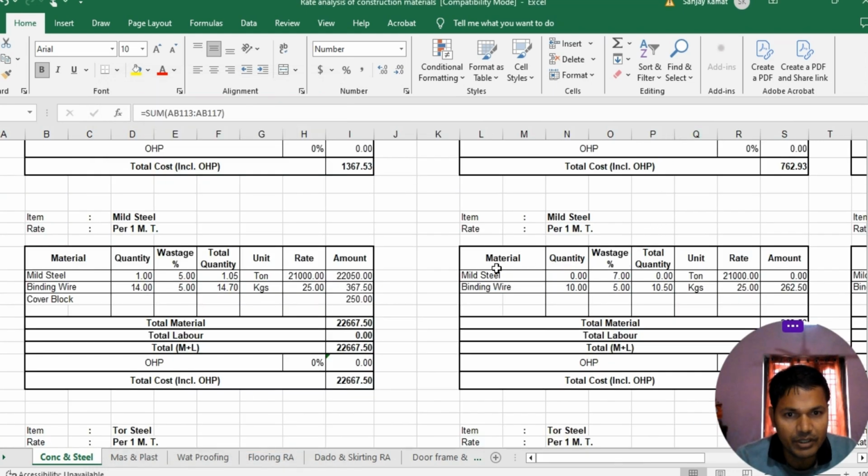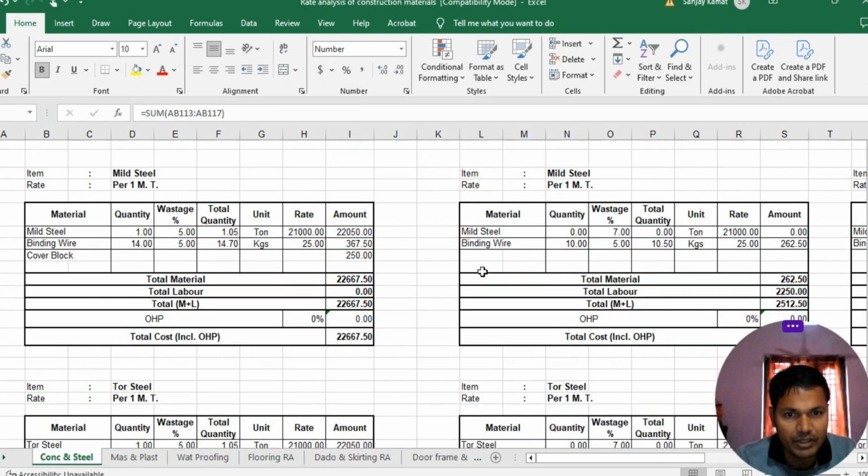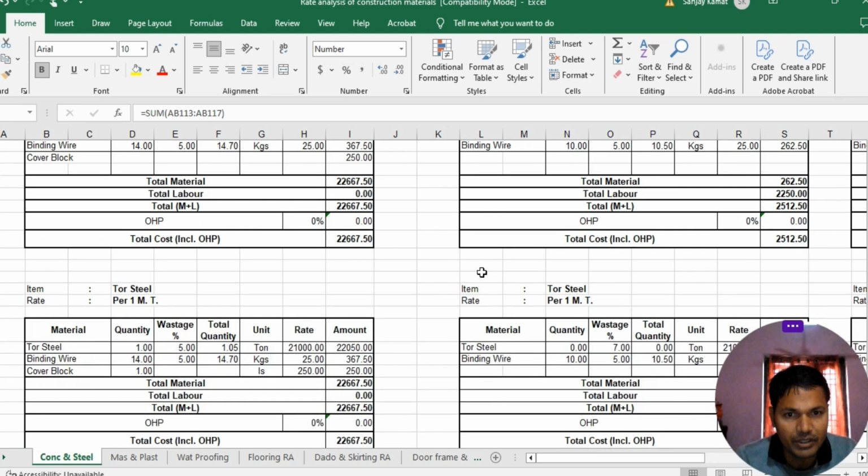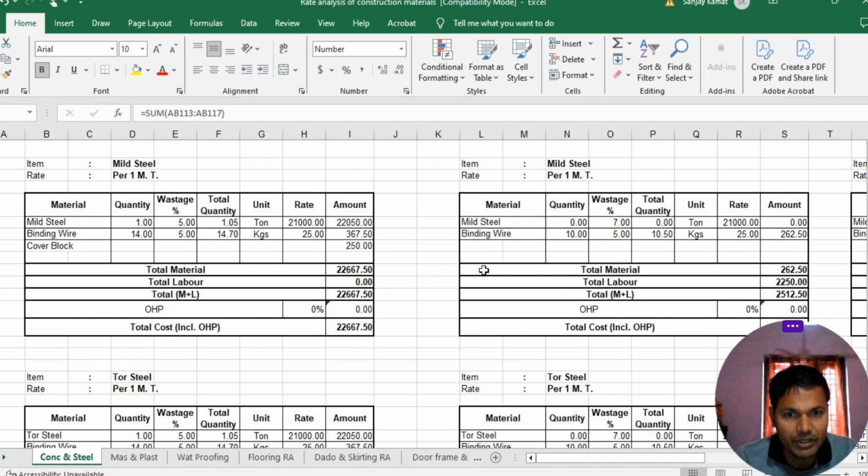So now we are going to prepare mild steel, okay. For mild steel we will also take the mild steel binding wire. The materials we will use for the item mild steel are mild steel, binding wire, and cover block, okay.